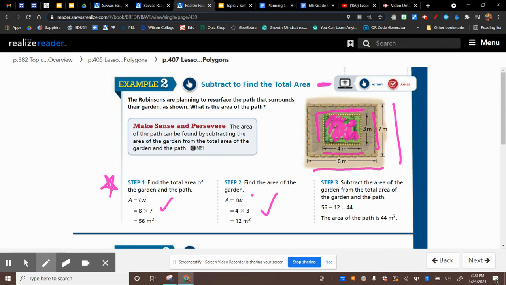Now we subtract the area of the garden from the total area. From the total area, we are going to subtract the garden, and that's going to leave us with the area of the path. So we take 56 meters squared minus 12 meters squared, and we get a total of 44 meters squared.